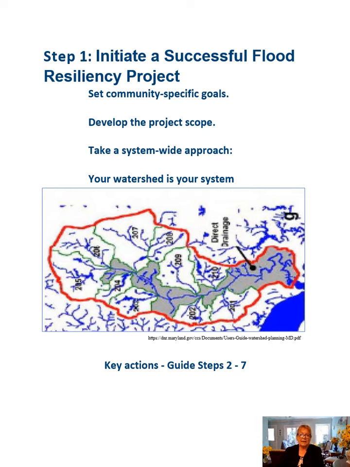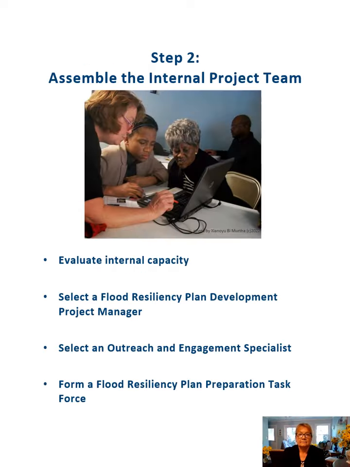Once you have these concepts in place, then there are key actions you can take to successfully finish developing your plan. And these are outlined in the guide steps 2 through 7. In step 2, assemble the internal project team. First, evaluate your internal capacity. Do you have staff members that have expertise in developing part or all of the resiliency plan? And if so, how much time do they have to dedicate to developing that plan? Then select a flood resiliency plan development project manager. This will be the person through which all information about the development of the plan will filter, and they will have oversight over the plan development.